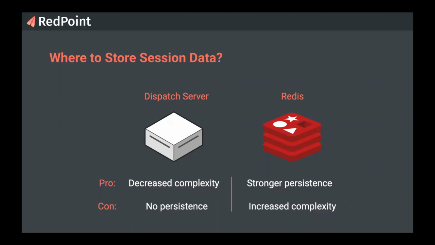So a better solution was to implement Redis, which as an in-memory key-value store is still fast enough to do the proxying. But it has much stronger persistence, the only downside being that now we need to add a little code complexity to manage Redis.